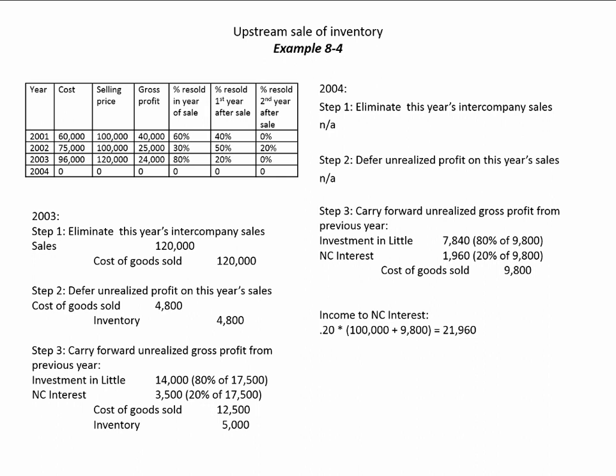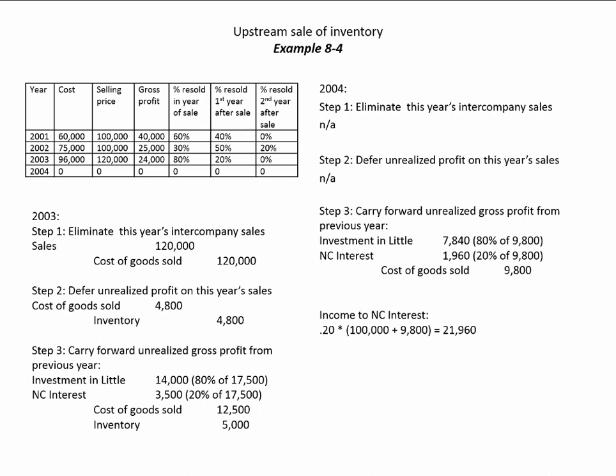Lastly, the income to the non-controlling shareholders. Again, they're going to get 20% of the adjusted/realized earnings. We look at those elimination entries, and the only entry there is the third one, where there's a credit to cost of goods sold that reduces cost of goods sold or increases earnings by $9,800. So the non-controlling shareholders get 20% of $109,800, or $21,960.